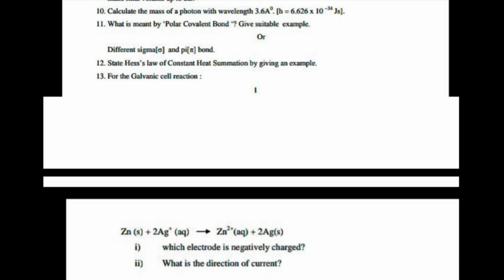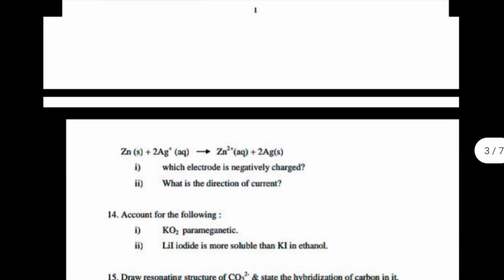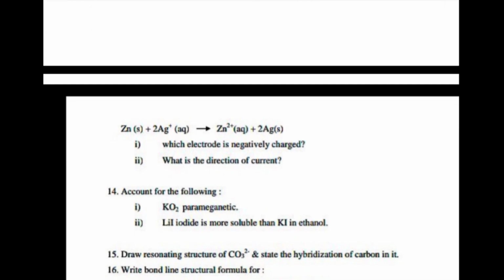Next question, for the galvanic cell reaction Zn plus 2Ag+ into Zn2+ plus 2Ag. First, which electrode is negatively charged? Zinc electrode is negatively charged. Second, what is the direction of current?